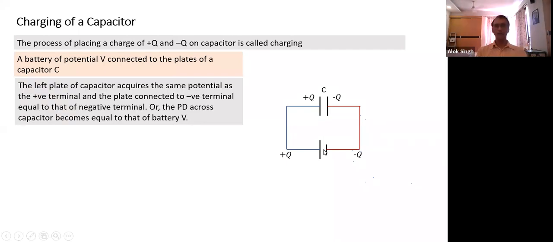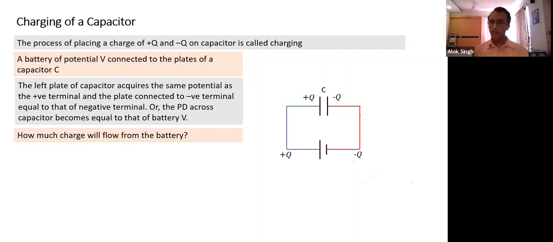So the left plate of the capacitor acquires the same potential as the positive terminal, and the plate connected to the negative terminal acquires the potential of the negative terminal. Or I can say the potential difference across the capacitor becomes equal to that of the battery, that is V. How much charge will flow from the battery, which is necessary to create the potential difference? Let the charge flow be Q. Q has to be equal to C into V. Then only the potential difference is V.